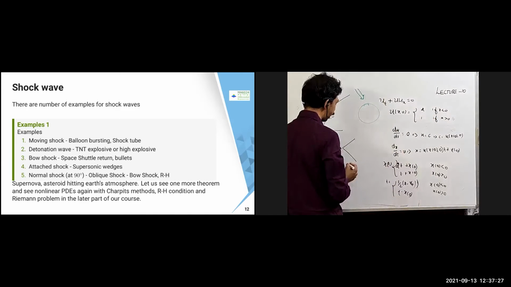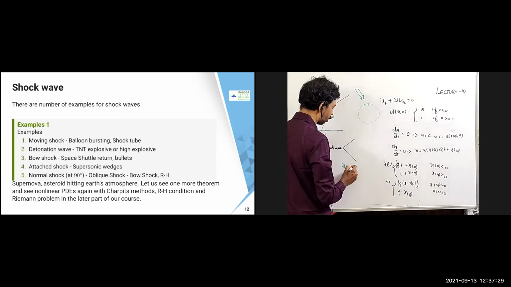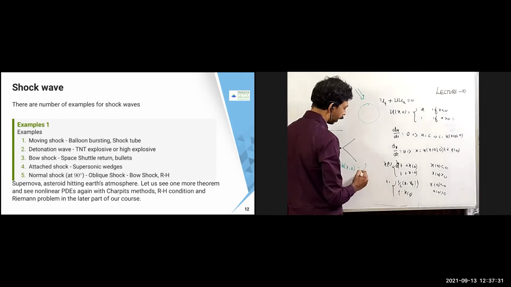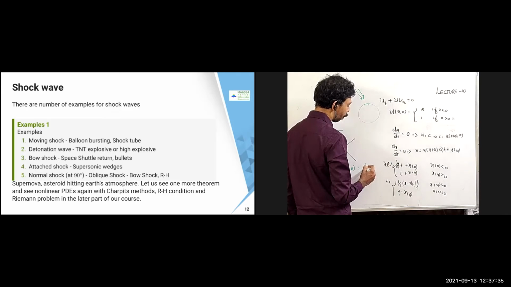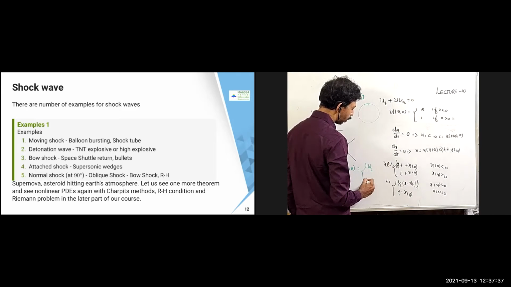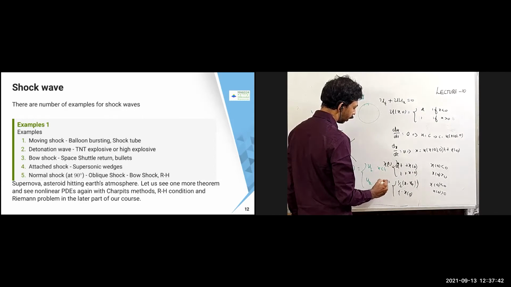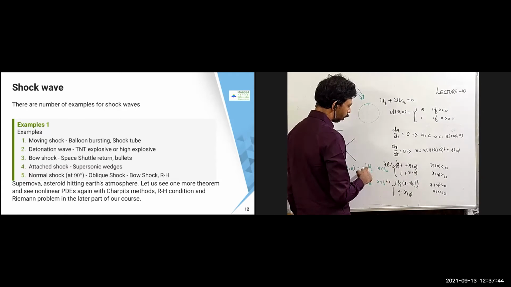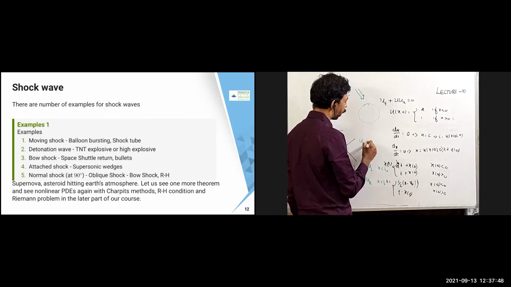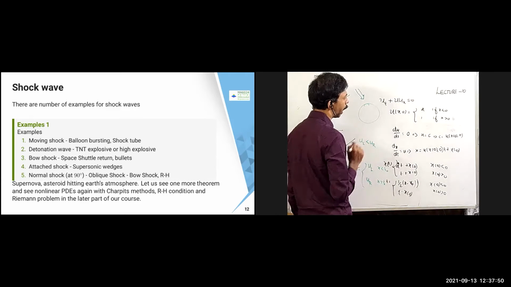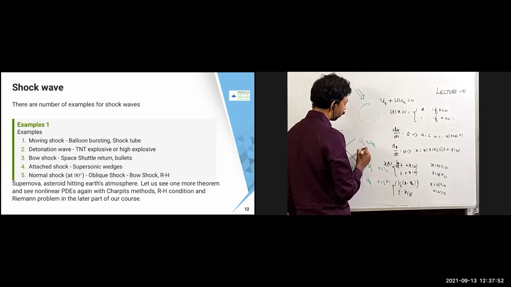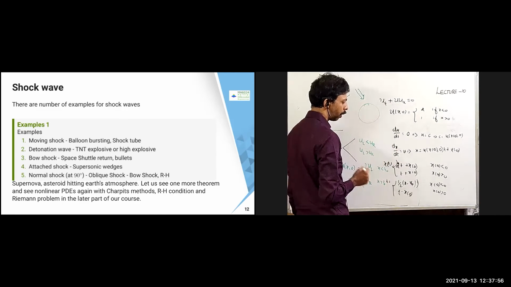In general, you can take the initial condition u of x comma 0. Later, at the end of this course, you will see that. So you can say some UL and UR when x is less than t0 and x is greater than t0. So in this case, left is there, right is there. You can put different conditions. If UL is less than UR, you get the rarefaction. If UL is greater than UR, you get the shock waves. This condition we will see later.